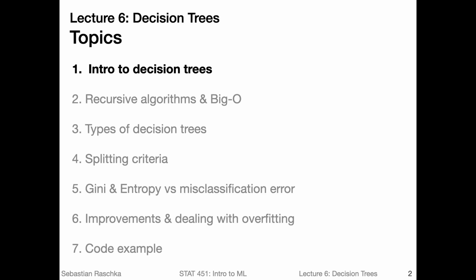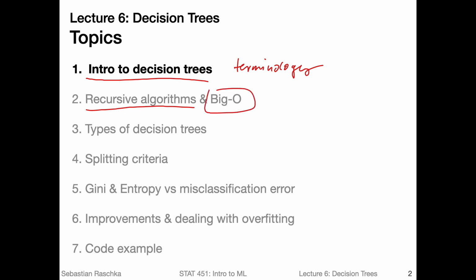In order to keep the videos manageable and not make them too long, I split the lecture into 7 parts. We will first get a very brief overview of what decision trees are, how they look conceptually, and introduce some of the core terminology. Then we will talk a little bit about recursive algorithms in the context of decision trees. I will briefly introduce what a recursive algorithm is, because that helps us understand the runtime complexity, the big O, of decision trees.